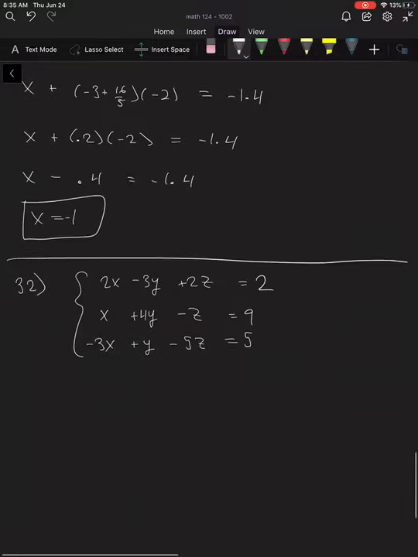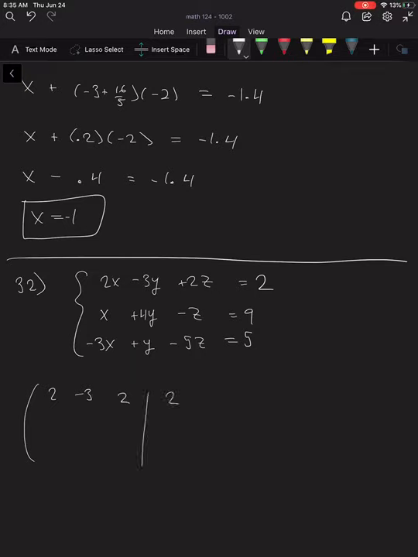So first step, turn this into a matrix. So we're going to have 2, minus 3, 2, and then 2. And the next row we'll have 1, 4, minus 1, 9. And then the last row we'll have minus 3, 1, minus 5, 5.